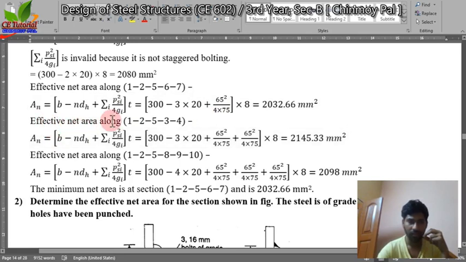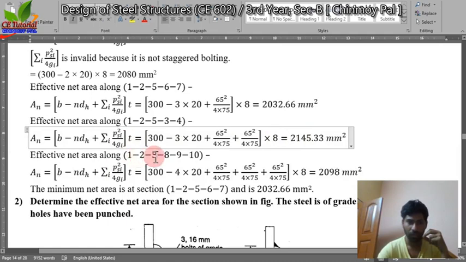For effective net area along 1, 2, 5, 3, 4, that is 2, 5 and 3, 4, two diagonal lines are present. That's why 2 ps square by 4g is here. One is for the 2 to 5 diagonal, and that is for the 5 to 3 diagonal. Okay, so we are calculating, this is the value.